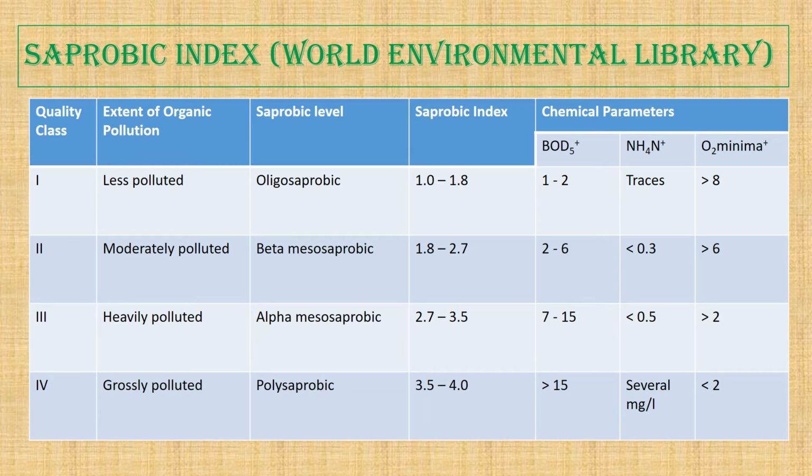Saprobic index, it has quantified the benthic population into 4 groups. Oligosaprobic is present in less polluted water, the moderately or heavily polluted is mesosaprobic, and grossly polluted water is polysaprobic. These are the chemical parameters associated with each level of polluted water.